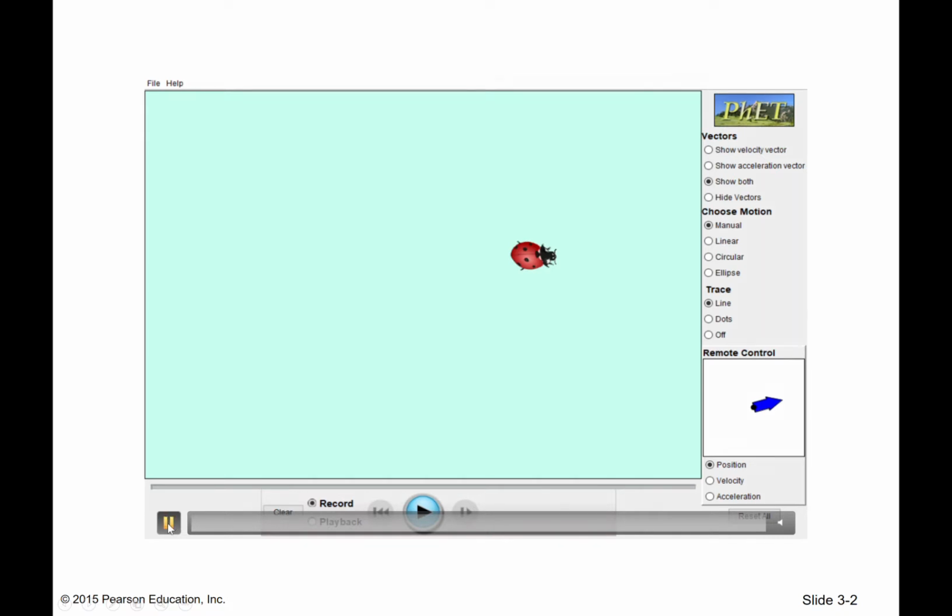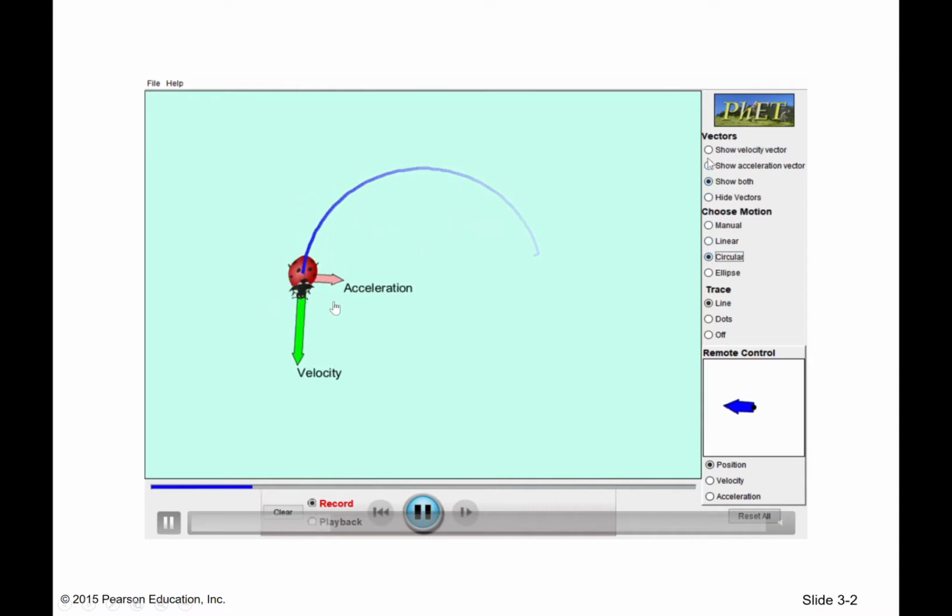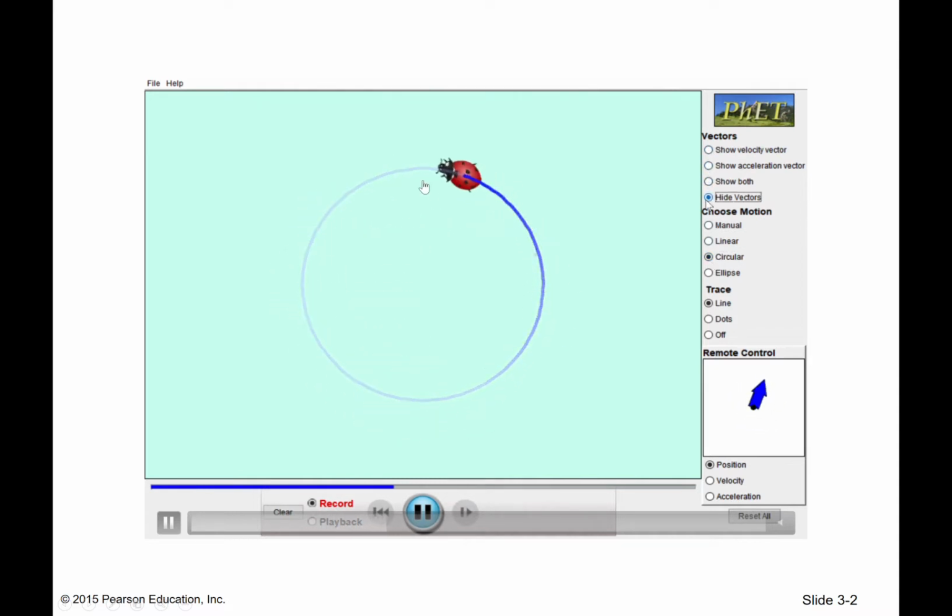This is a ladybug, and now we're going to see it moving in a circle. So we're going to see it moving in a circular motion. Here, she's describing a circle right there. The key feature here is that the speed never changes. The circle has a radius r.